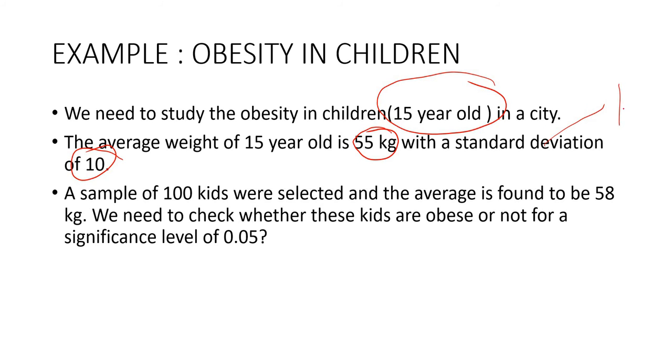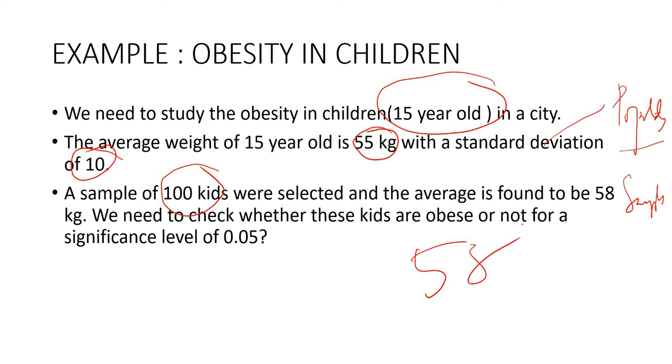You need to understand the difference between population and sample. We have the videos, you can watch them in the statistics playlist. A sample of 100 kids was selected and the average is found to be 58 kg. We need to check whether these kids are obese or not for a significance level of 0.05.